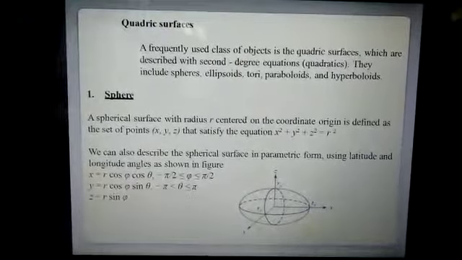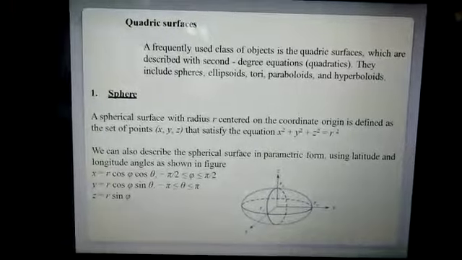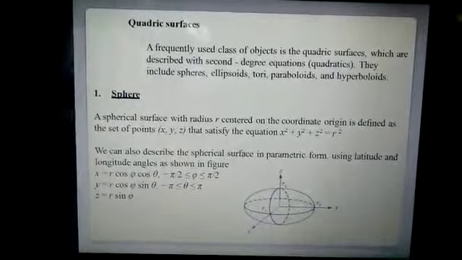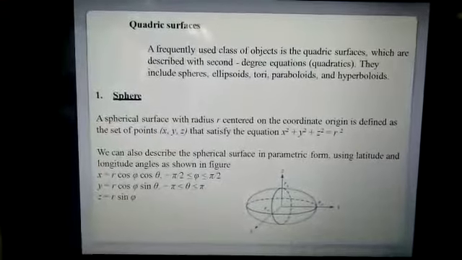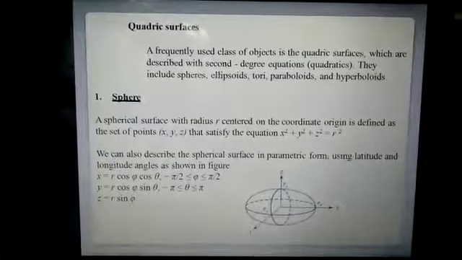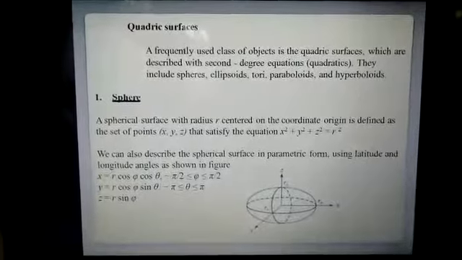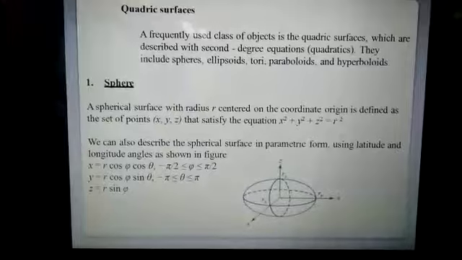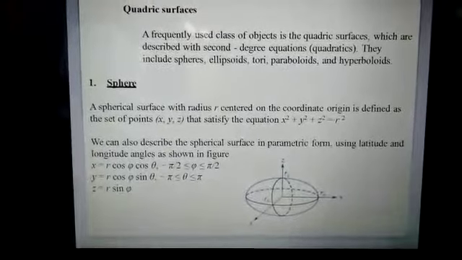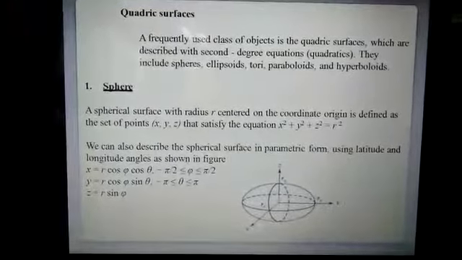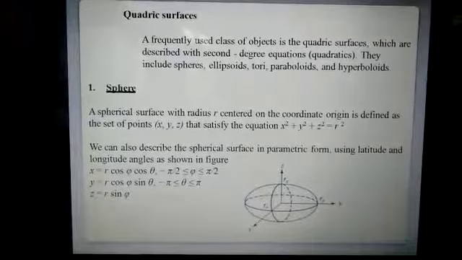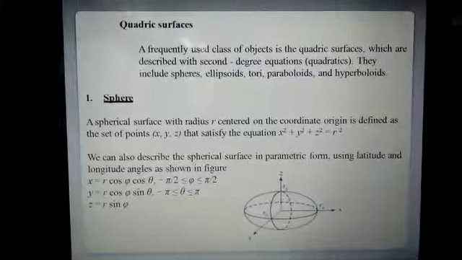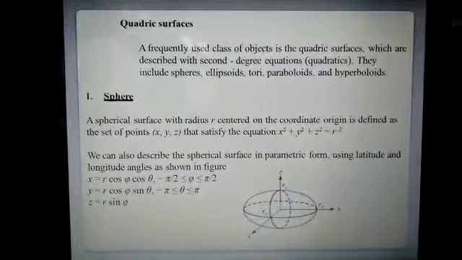If we are using objects of second degree, such as ellipsoids, spheres, torus, paraboloids, and hyperboloids, we will have this kind of categorization. A sphere is a surface with radius r centered on the coordinate origin, defined as the set of points satisfying the equation x square plus y square plus z square is equal to r square. So you can see the diagrammatic representation of it along with the equations.